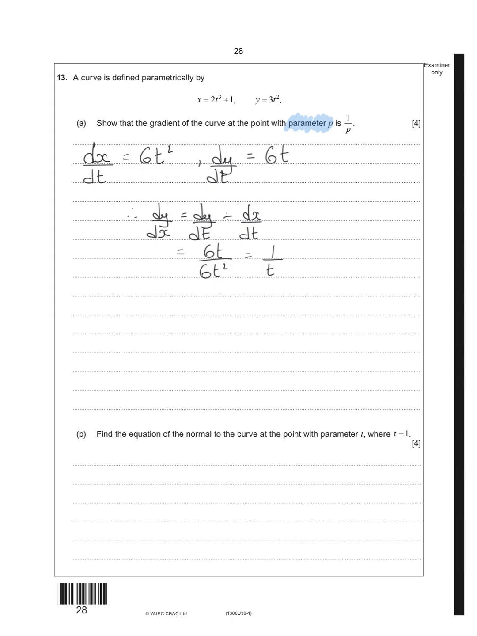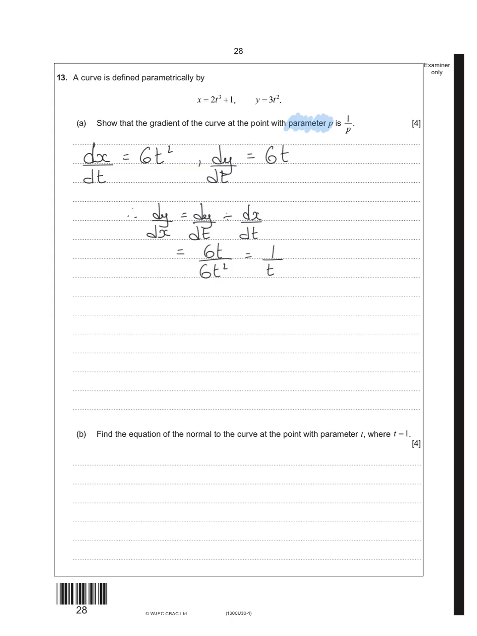When t equals 1, x, y equals, well, when t is 1, I'm going to get 2 times 1 cubed plus 1, which is 3. And then for y, I'm going to get 3 times 1 squared, which is also 3. Okay, so we can then say the equation is going to be y minus y1 equals m(x minus x1).